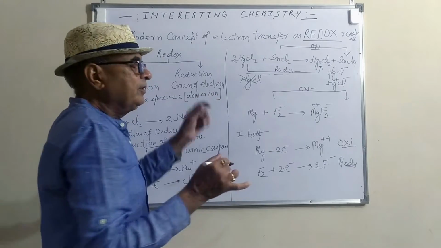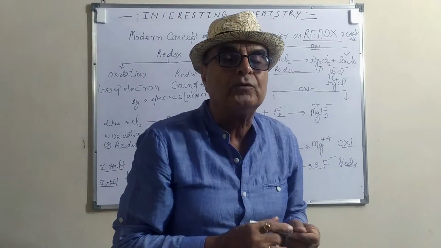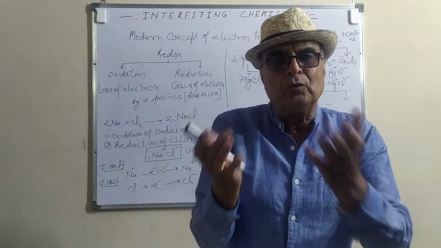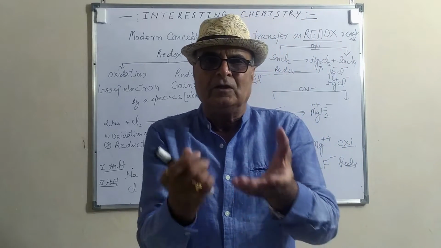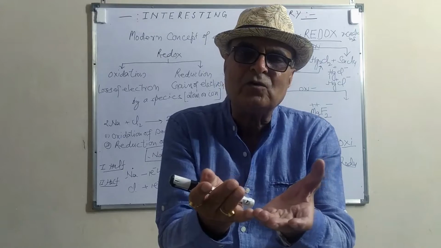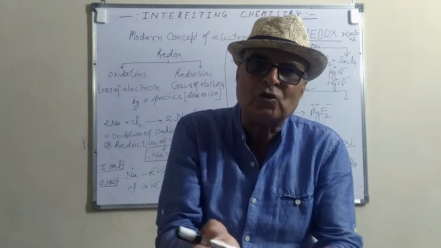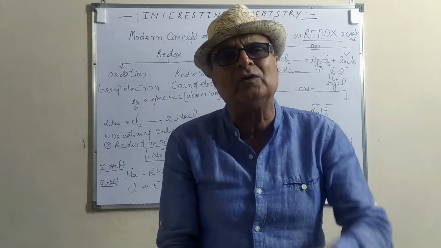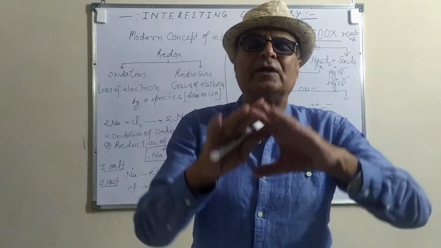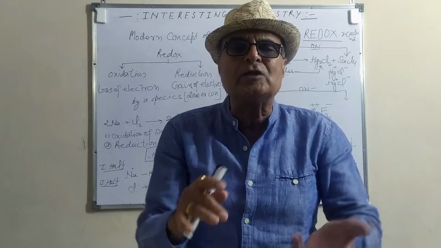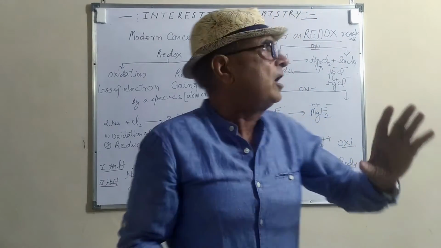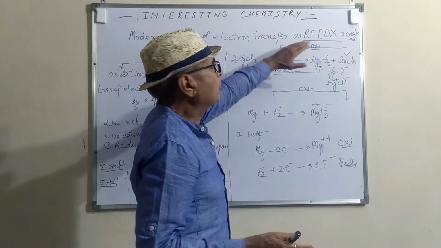So in every ionic compound, you can explain the redox reaction. It is very simple: loss of electron. Where there is a loss of electron, there is oxidation. Where there is a gain of electron, that is reduction. Both the reactions are vice versa and opposite to each other. So this is about the redox reaction.